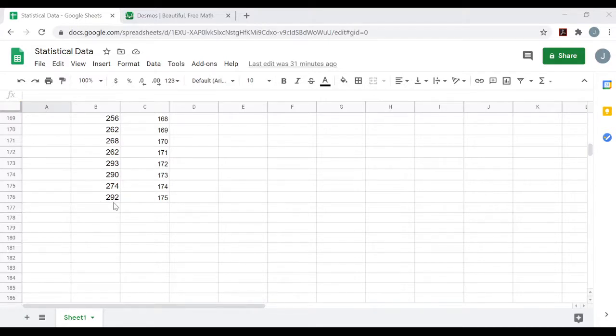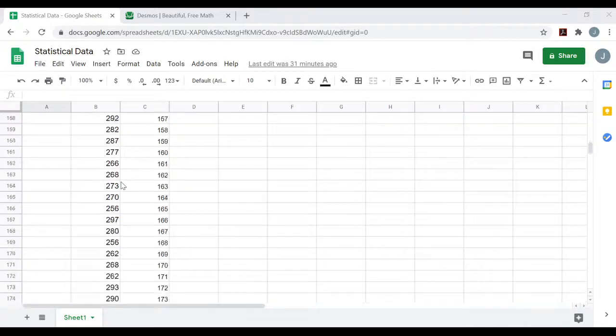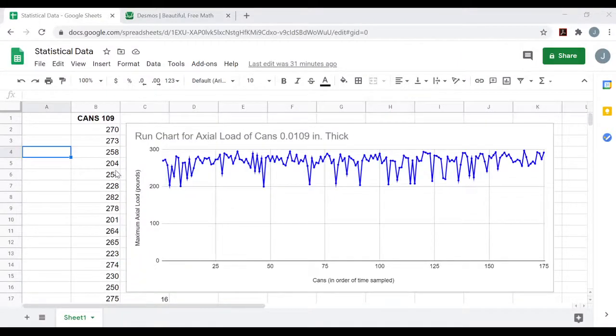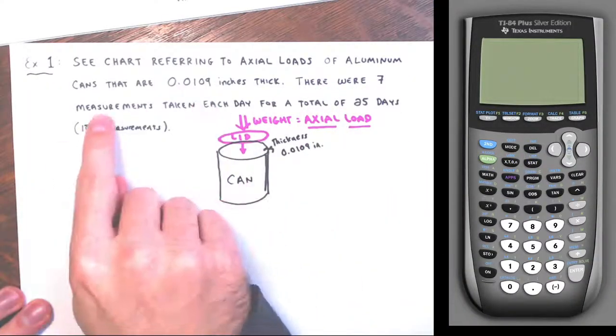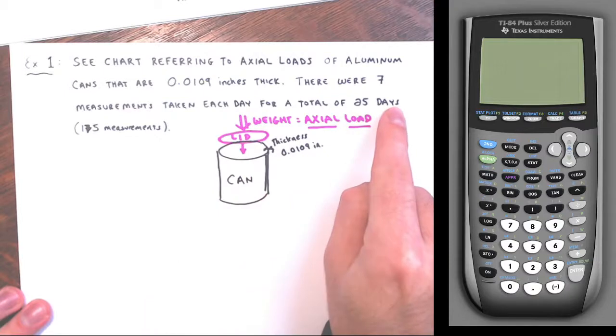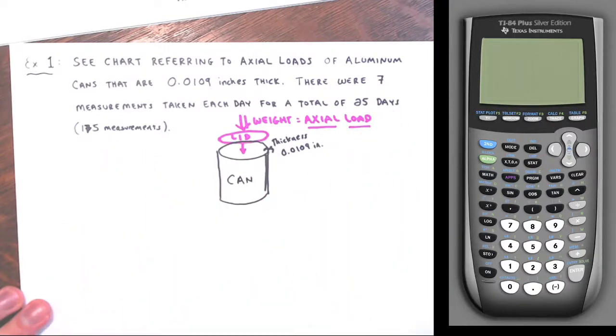So like this last can that I measured on the last day, had a maximum axial load of 292, meaning it took up to 292 pounds to crush it, right, before it couldn't take the pressing of the lid anymore. Then 274 for this can, 290 for this can, 293 for this can, 262 pounds for that can, and so on. Right, and as I mentioned on the written page, there were 7 measurements taken each day for a total of 25 days, right, making the total of 175 measurements.